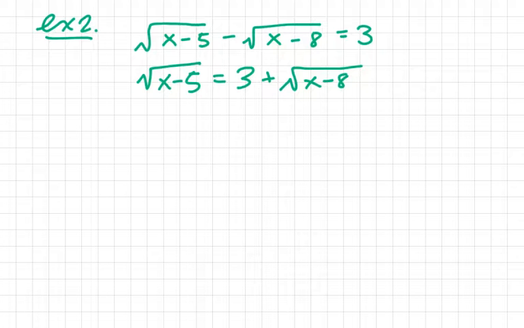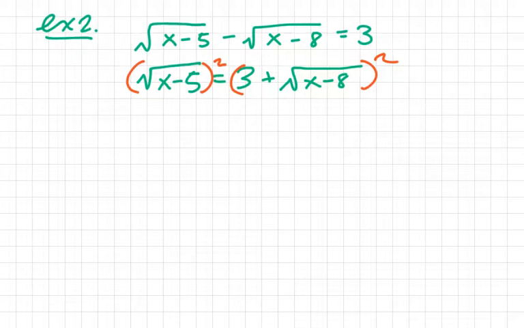Okay, good. Now, this is where we're going to lose the information. We're squaring. Okay? Right there, loss of information. We don't know whether that radical of x minus 5 was plus or minus. Don't know. Okay. So, on the left, we have a regular old x minus 5. On the right, this is foiling.